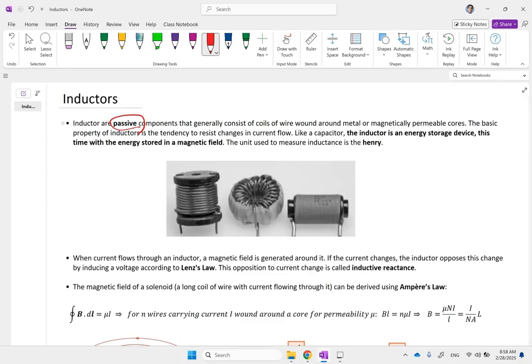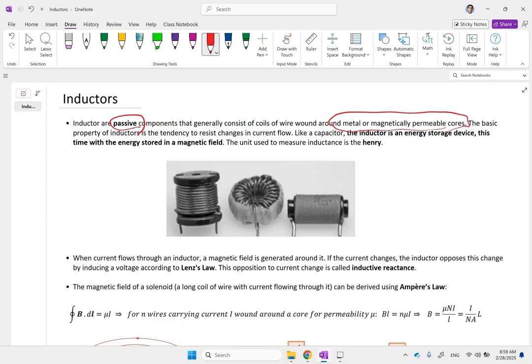And they are typically wires that are wound around some metal or magnetic, what we call permeable cores, so you can create magnetic fields inside and around them.